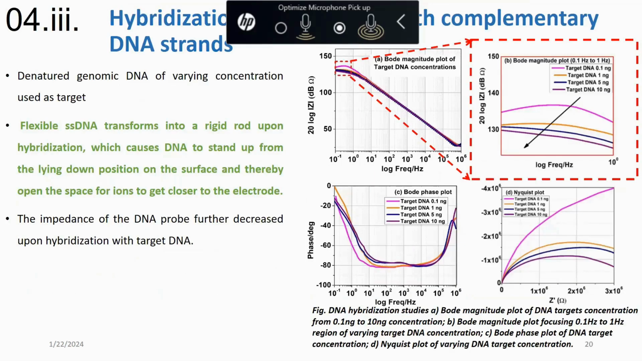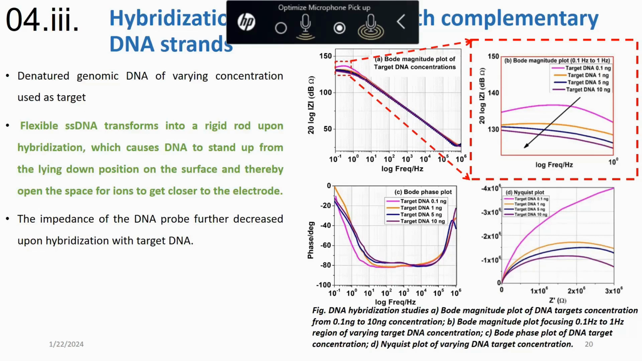Then the functionalized IDE was tested with the target strands. Different concentrations were tested. If a single-stranded DNA probe gets a complementary target DNA and hybridization takes place, the conformation of the DNA changes, and this conformation can be detected using EIS measurements. A single-stranded probe, once it gets its partner, will form rigid rods, which will again create space for the ions to come down. That type of difference is what we could capture and measure.